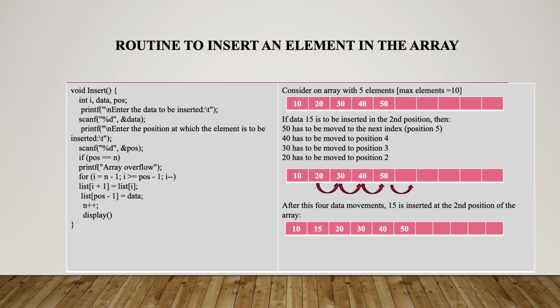After these 4 data movements, 15 is finally placed in the second position of the array. So this process makes insertion in the middle of the array quite expensive because it involves shifting multiple elements to the right. Am I correct?